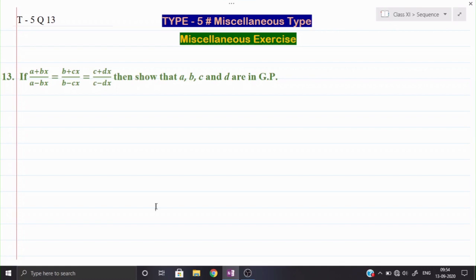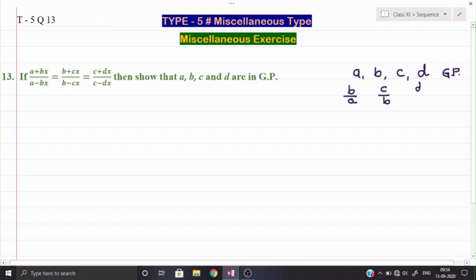So if I want to show that A, B, C and D are in GP, basically if I divide the second term B by A, C by B and D by C, all three ratios should come the same. B upon A, C upon B and D upon C. Further terms are not given, so we are talking about only 4 terms. These 4 terms are in GP, so this ratio should be the same. So let us see how we can prove this.